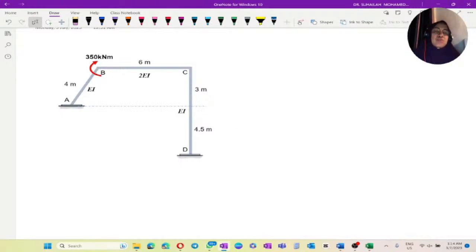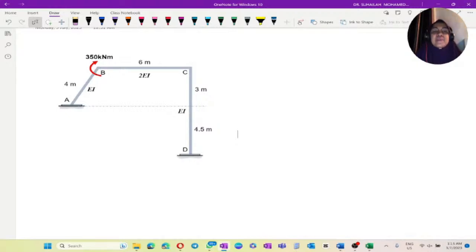Okay, in this video, I would like to analyze the frame shown using the moment distribution method. So we are going to calculate the member end moment or internal moment, and we also call it bending moment for the frame. The frame is an unsymmetrical frame due to geometry as well as loading. So this is a sidesway frame.